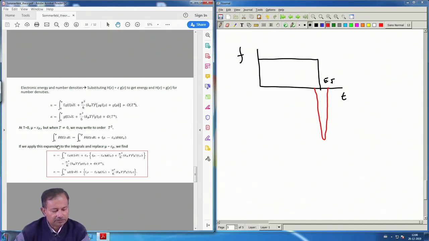So finally, if you carry on doing the calculation as shown here, this integral is up to EF plus the correction, the first correction to EF, the mu minus EF term. That has been incorporated, and if you do it, you can finally get these expressions for both u and n. As you can see, they are still of order T square; terms beyond T square are not included.